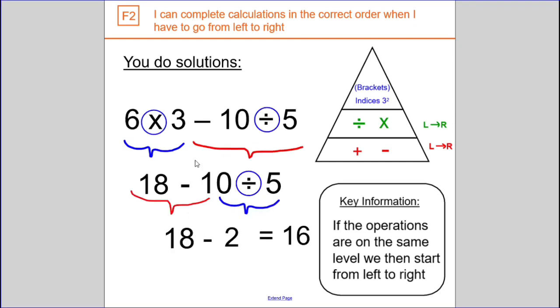Let's now look at the second question. If you've got this correct, self-assess your answers. So we've got a multiplication, subtraction, and a division. Division and multiplication are on the same level, so we must work from left to right. So we initially start with 6 times 3, which is 18. Bring the rest of it down. And then we've got 10 divided by 5. We replace that with 2. And again, we must not forget to bring the rest of it down. Then we've finally got 18 subtract the 2, which is going to simply give us 16.